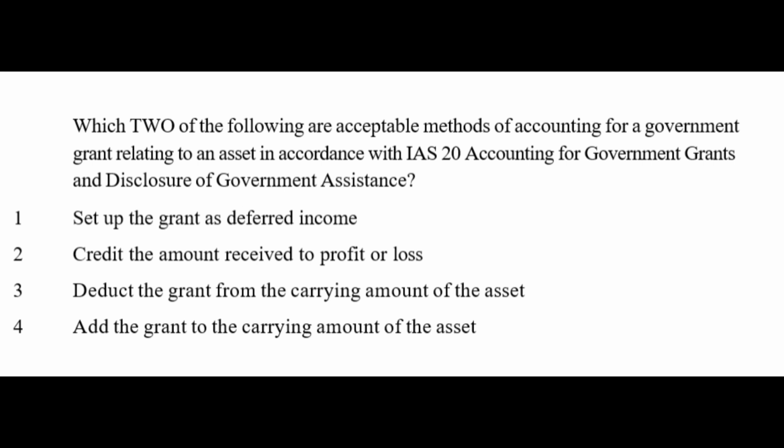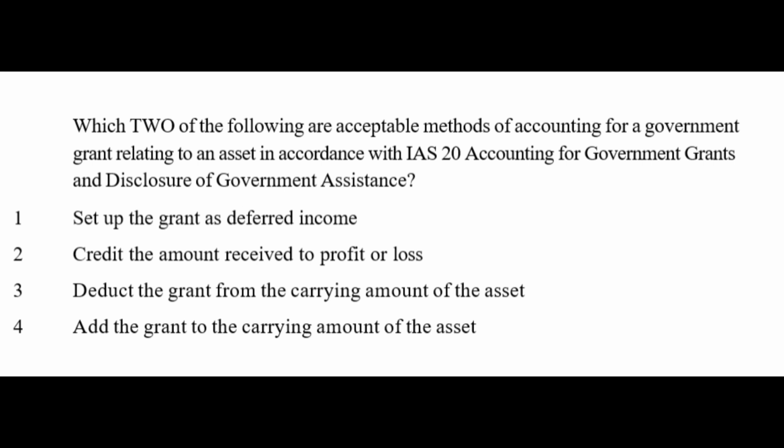Credit the amount received to profit or loss: incorrect. This is not allowed for asset-related grants at initial receipt because it would overstate profit immediately and violate the matching principle. Deduct the grant from the carrying amount of the asset: correct. This method reduces the asset's carrying value directly. Consequently, depreciation expense is lower over time, spreading the benefit indirectly through profit or loss.